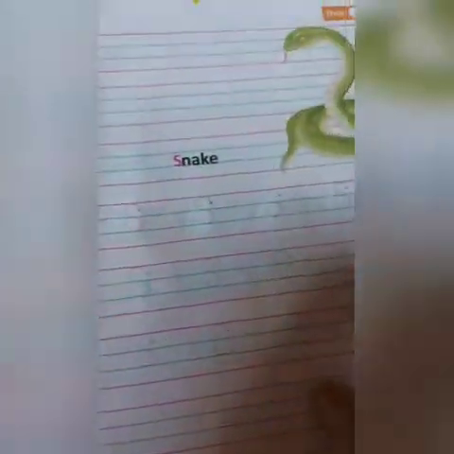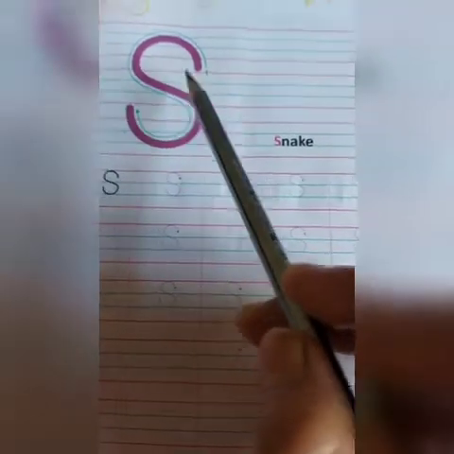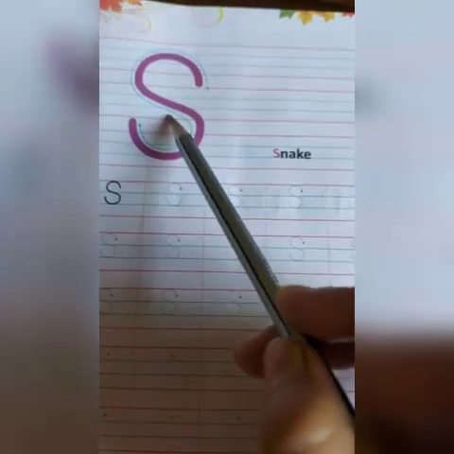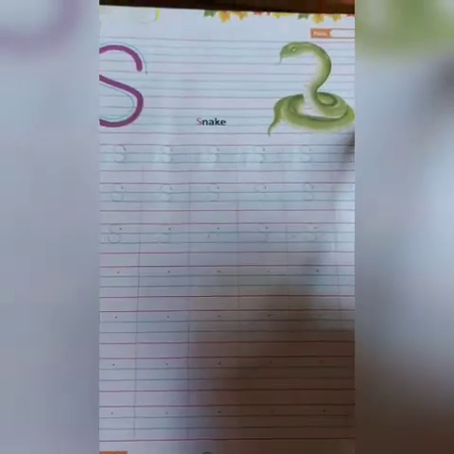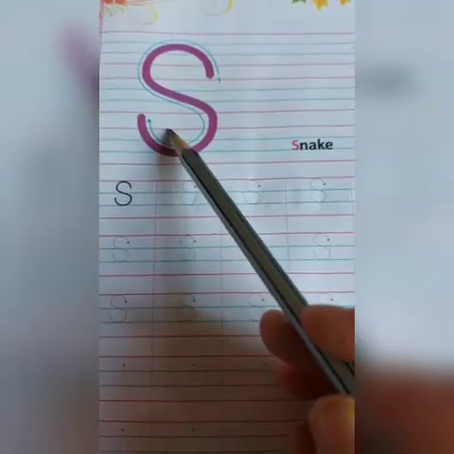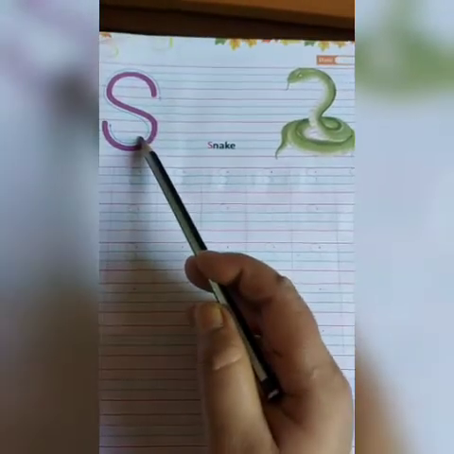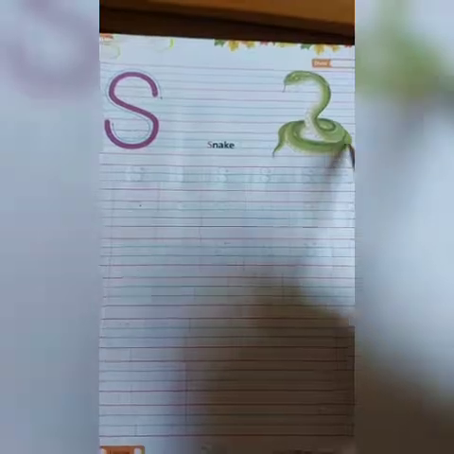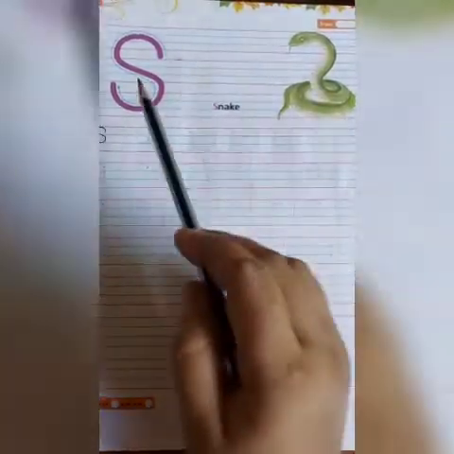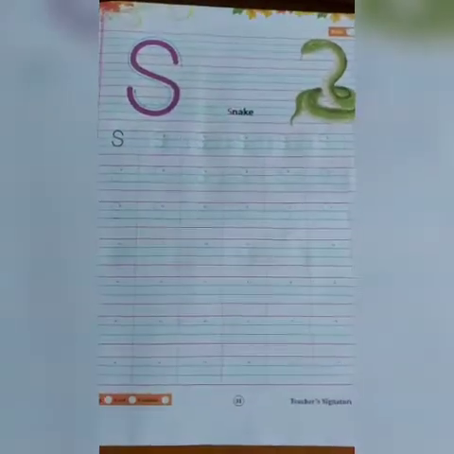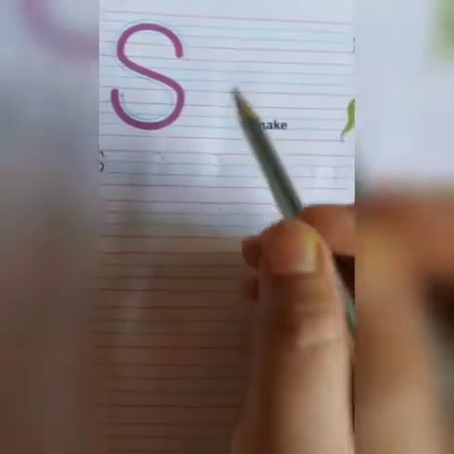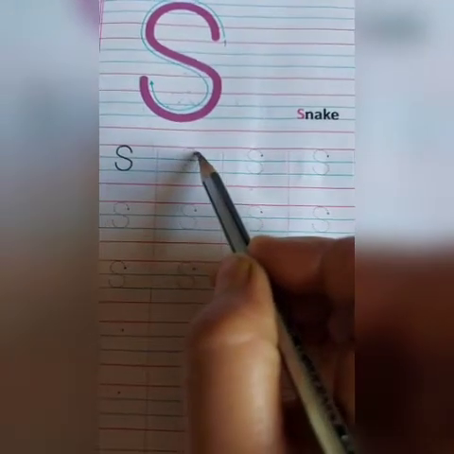Next letter is S. S for snake. S for snake. What is this? This is capital letter S. S for snake. Okay. Let us see how to write capital letter S.